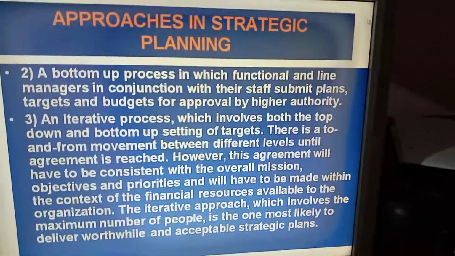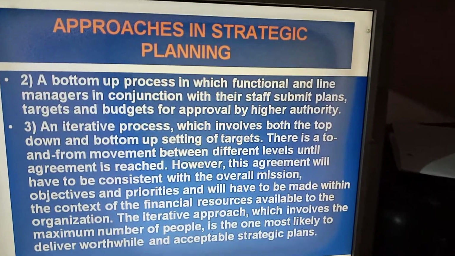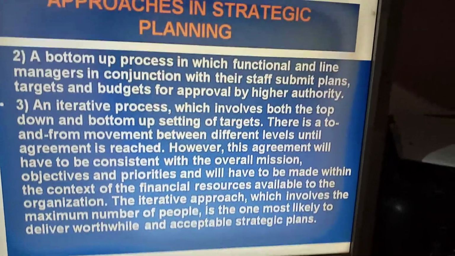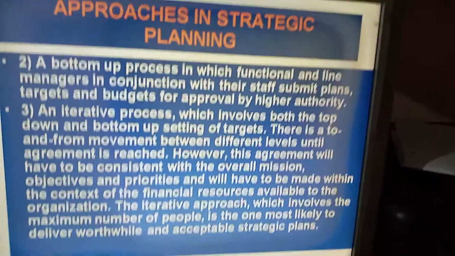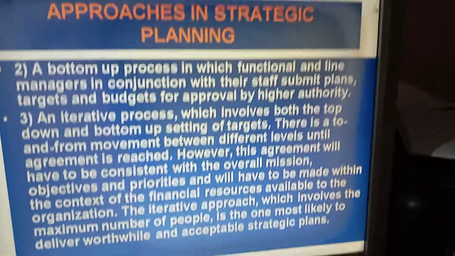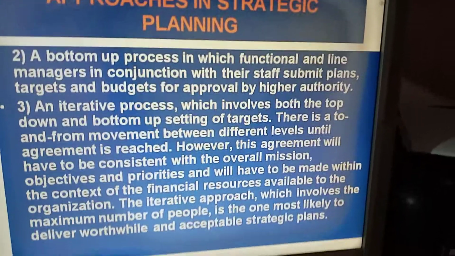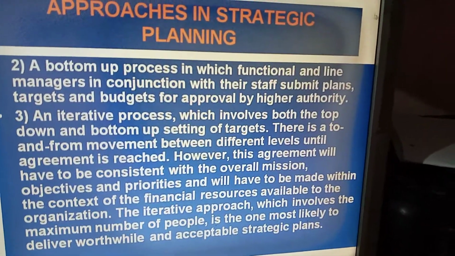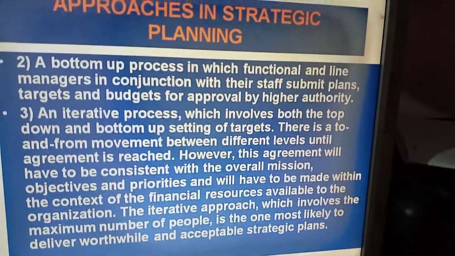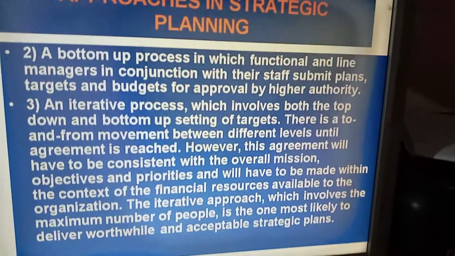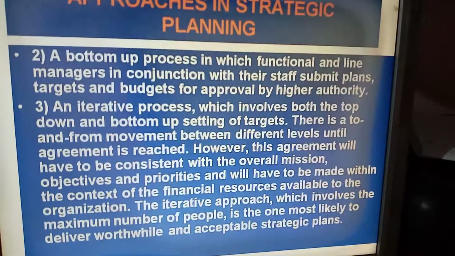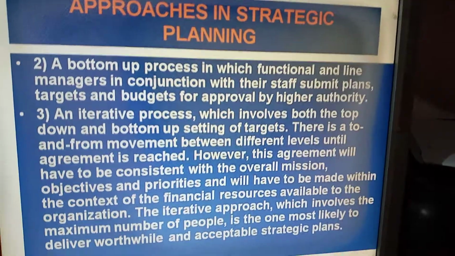In the bottom-up process, functional and line managers, in conjunction with their staff, submit plans, targets, and budgets for approval by higher authority. An iterative process involves both top-down and bottom-up setting of targets. The iterative approach involves the maximum number of people, most likely to deliver the strategic plans.